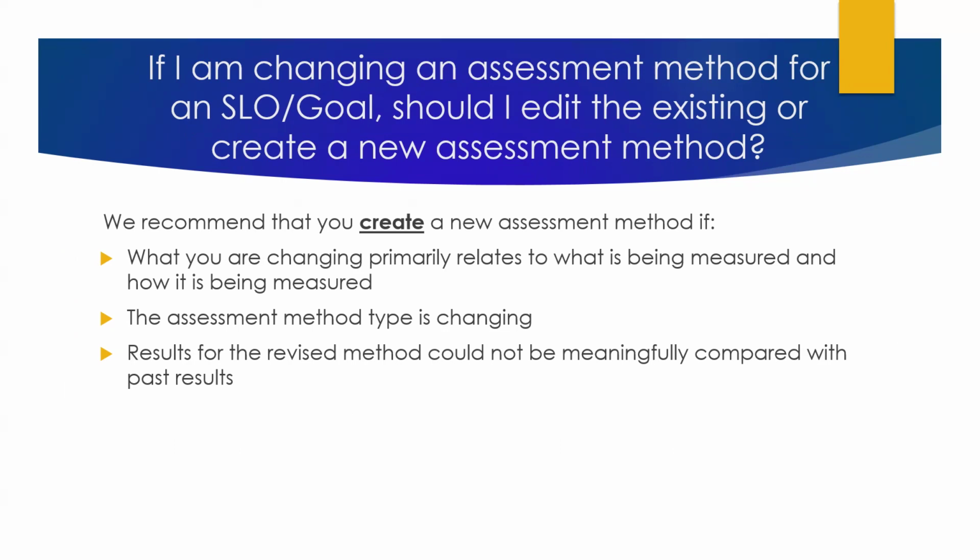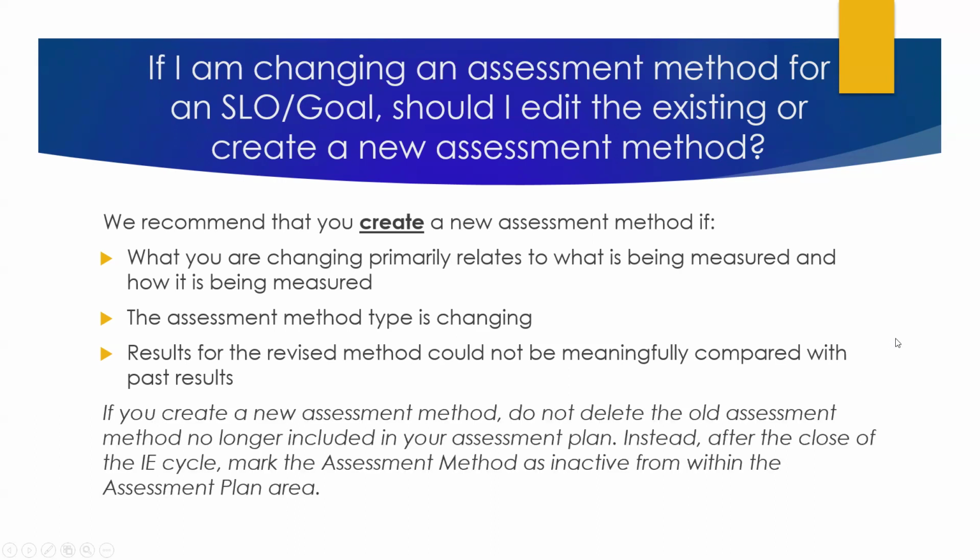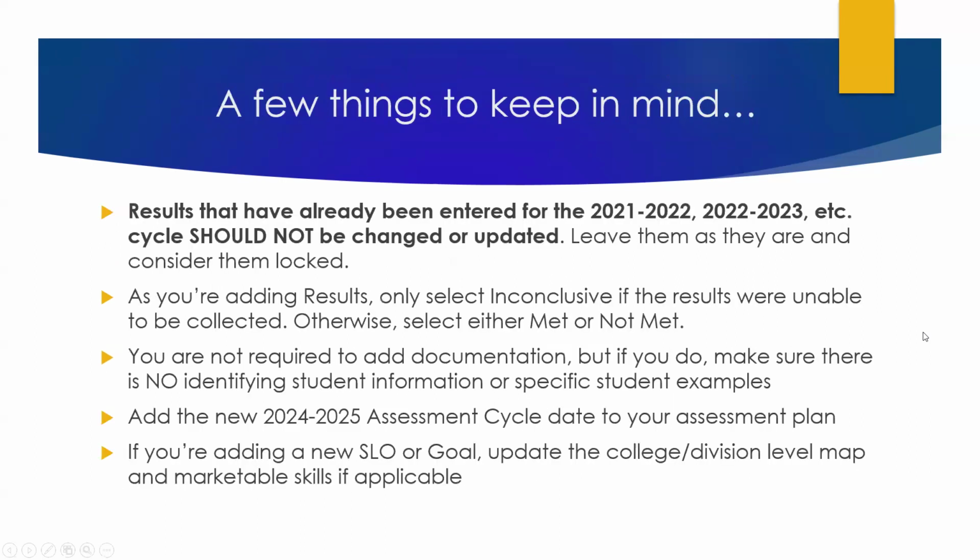The assessment method type is changing. If you are assessing the same learning, but you have previously been using a capstone assignment, and now we're looking at that through a field observation, that's going to be a new assessment method. Or if results for the revised method cannot be meaningfully compared with past results, that's going to show a lack of alignment. So again, if you add a new assessment method, we just ask that you do not remove that old data because that provides that really rich history.